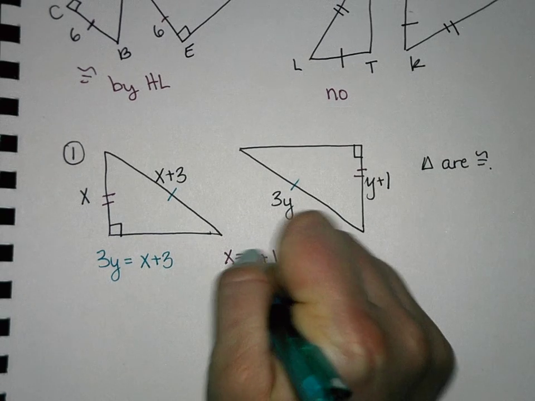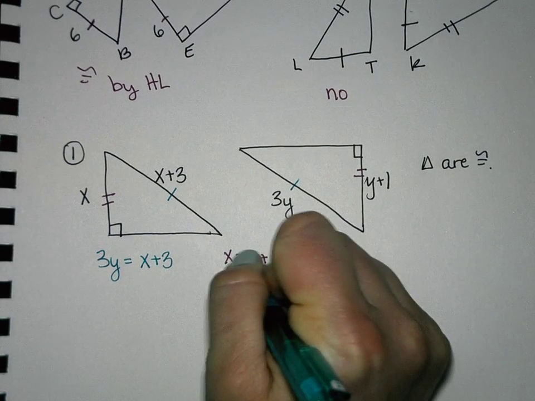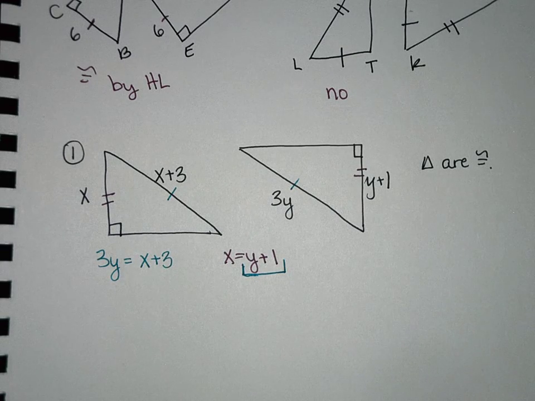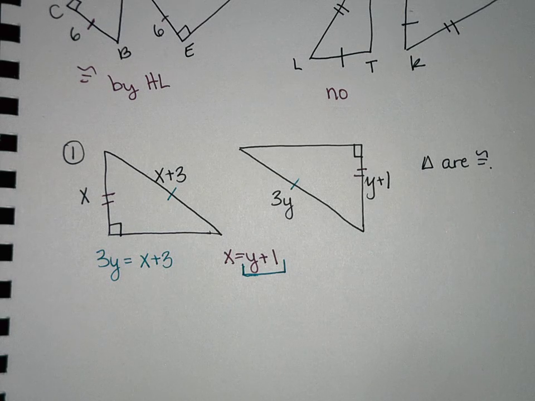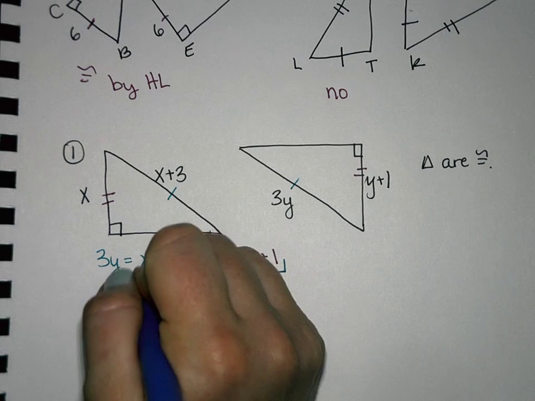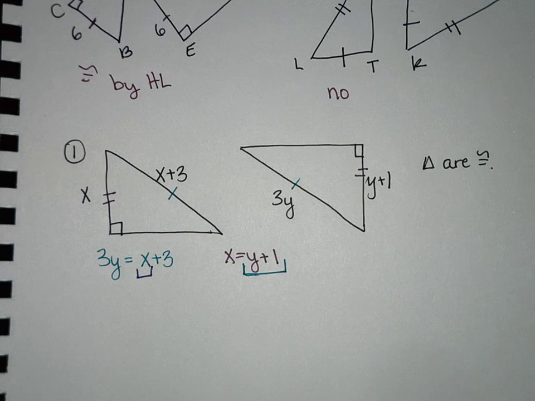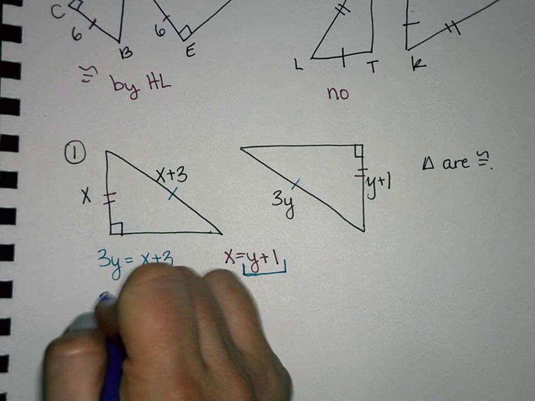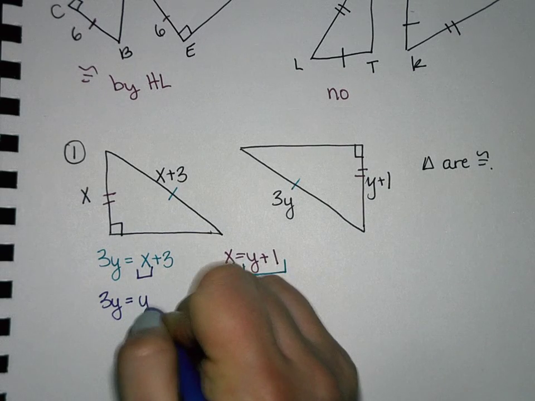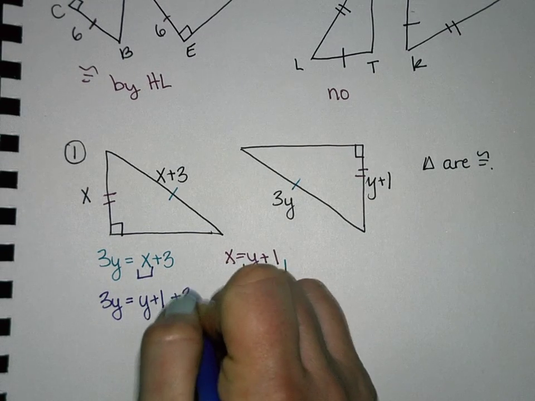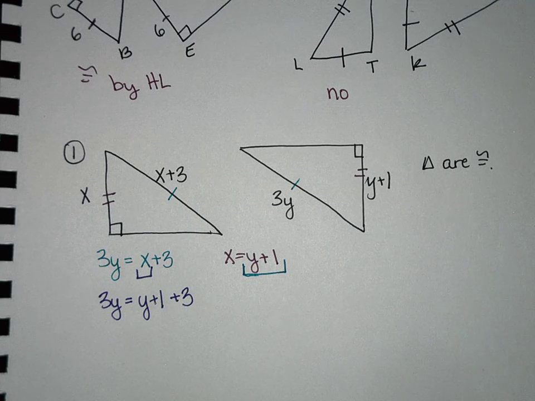Yes, so in a system, do you see how x is by itself? X is equal to y plus 1, which means over here where I see x, I can put y plus 1 instead. So 3y equals, now instead of x, I put y plus 1, and then I still have my plus 3 at the end. So now I have 1 letter in my equation that we can solve. Is this ringing a bell from last year, Math 1?